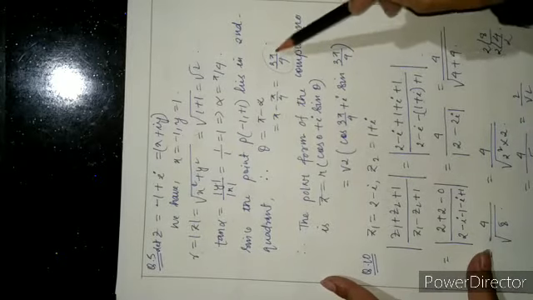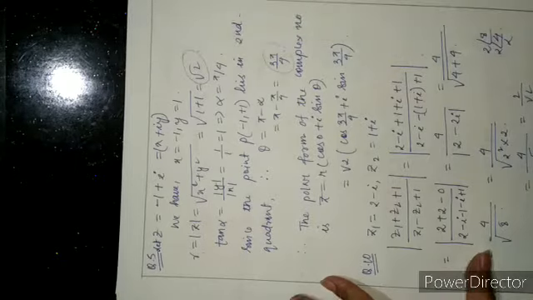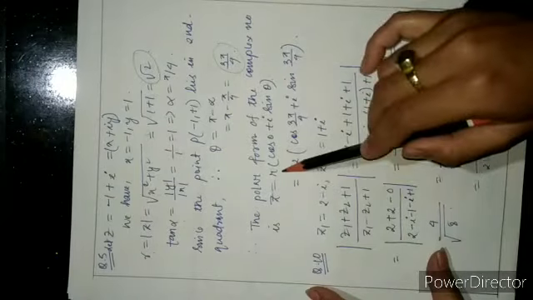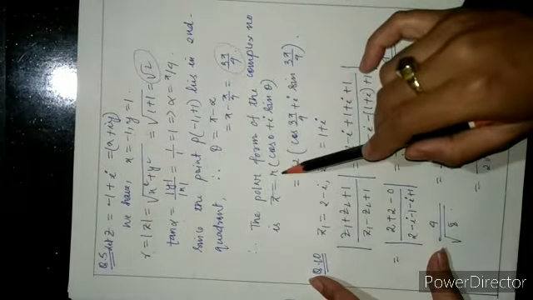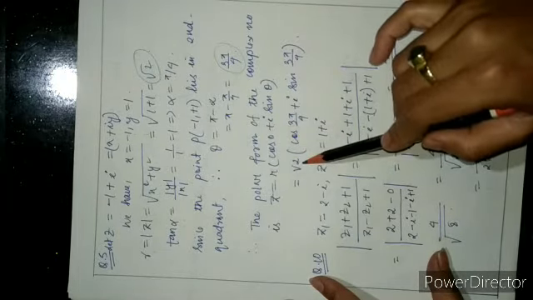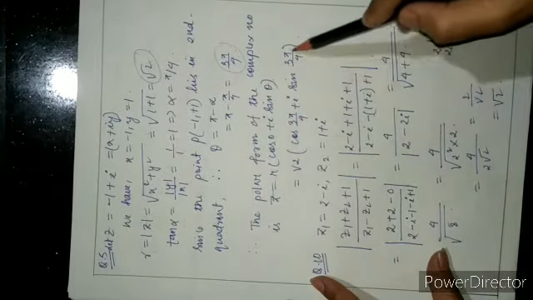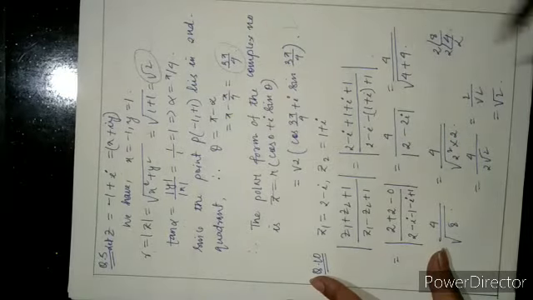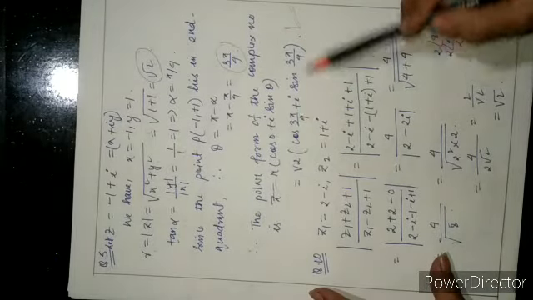3 pi by 4 is the argument of the given complex number, and the modulus of the complex number is root over 2. Therefore, the polar form of the complex number z is given by r cos theta plus i sin theta. Then substitute the values of r and theta in this expression. R is root 2, and theta is replaced by 3 pi by 4: root 2 times cos 3 pi by 4 plus i sin 3 pi by 4. This is the polar form of the given complex number.